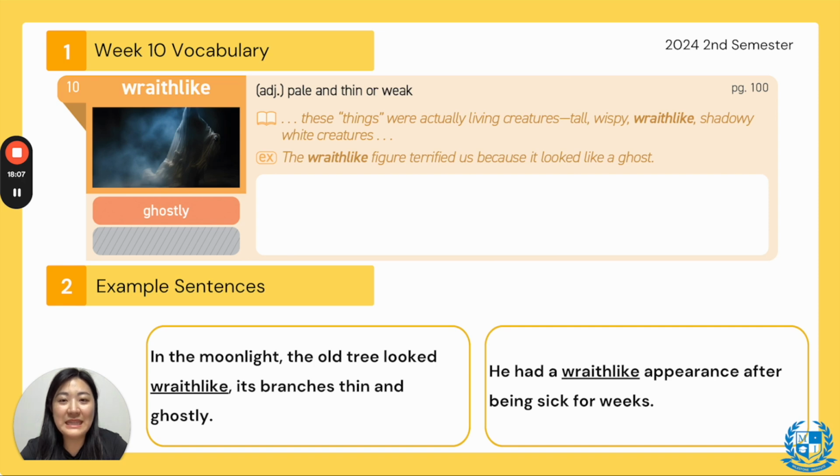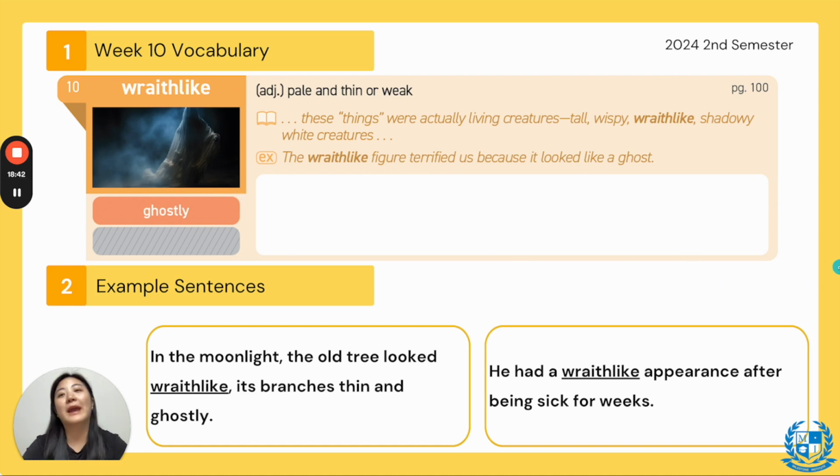In our book it says, these things were actually living creatures. Tall, wispy, wraith-like, shadowy, white creatures. Which one are they talking about here? Yep, the sea. I won't give it away. Example. Let's read together. 1, 2, 3. The wraith-like figure terrified us because it looked like a ghost. So if you look here, it's pale, thin, weak-looking, kind of ghostly.